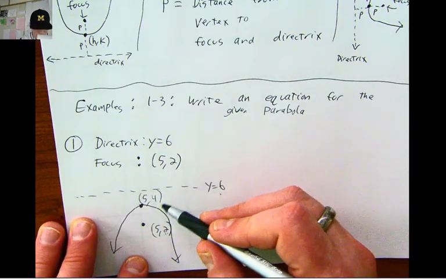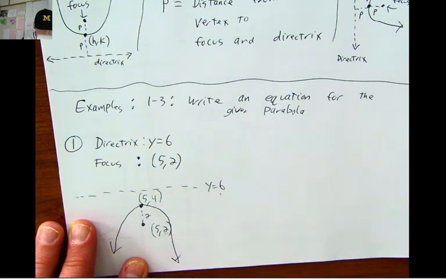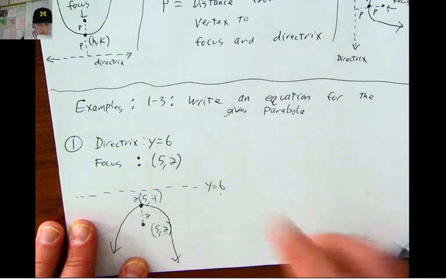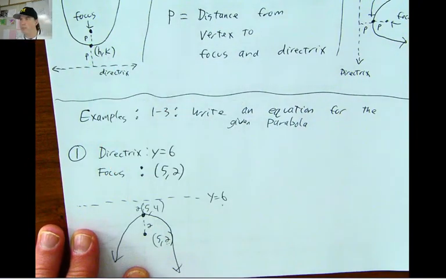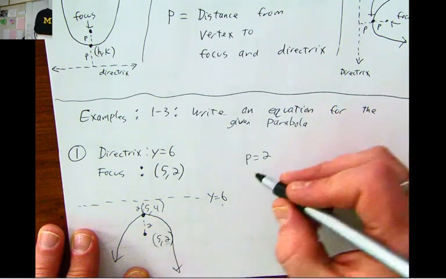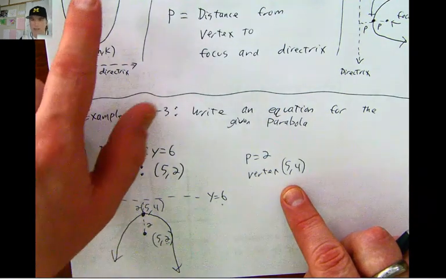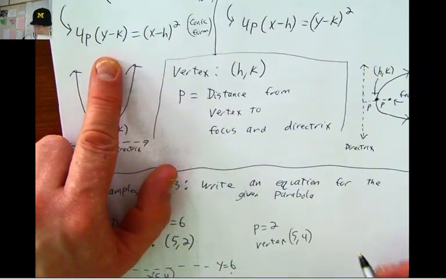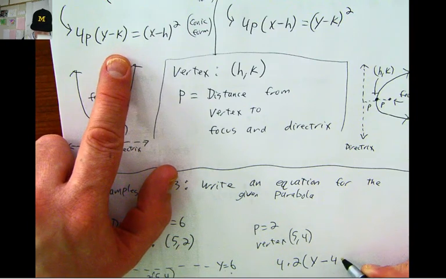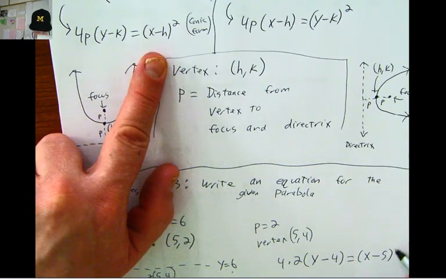And the distance from the focus to the vertex is a distance of 2, and if you look up here, the distance from my vertex to my directrix is a distance of 2. So my p here is 2. The vertex is (5, 4). So now I can use this equation right here and plug this information into it. 4 times 2 times (y minus the k, which is 4) equals (x minus the h of the vertex, 5) quantity squared.